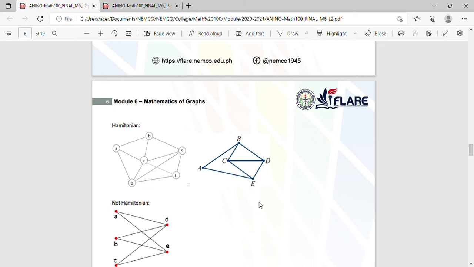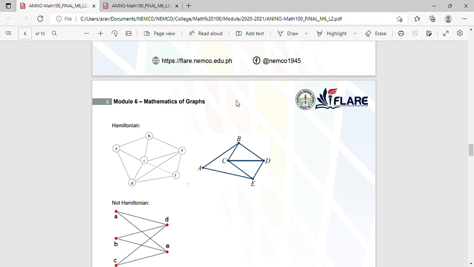Kanilang sa duha ka activity. Pwede mo hatag example. Pwede mag-start na sa A. We go to A, B, C, D, E, and A. That is a Hamiltonian. Pwede sa B: B, D, C, E, A, B.